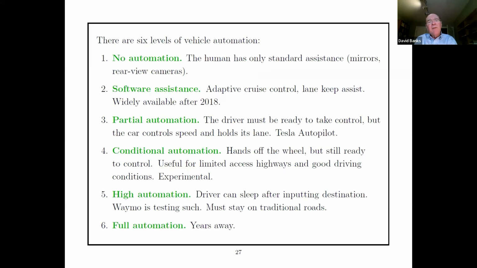So there are six levels of vehicle automation, and I'm mostly interested in four and five. Level one is no automation. Level two is cruise control and lane assist. But conditional automation is number four, and that's hands off the wheel, but you still need to be ready to control. And that is basically where the advanced Teslas are. And high automation is where the driver does not have to keep their hands on the wheel and can take a nap. And Waymo is producing that. Waymo, of course, has AVs driving in Phoenix, Arizona, and San Francisco, and Tesla is all over the place.